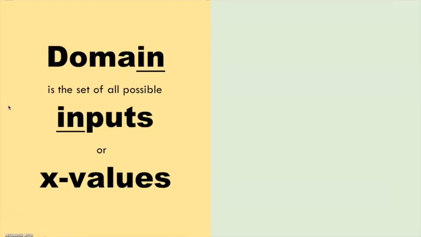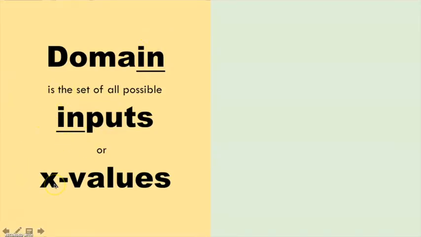We are going to be looking at domain and range for quadratic functions. Before we do that, we're going to go ahead and just talk about what domain and range are. So just to review, domain is the set of all possible inputs or x values. If you notice, domain ends in "in," inputs begins with "in," right?